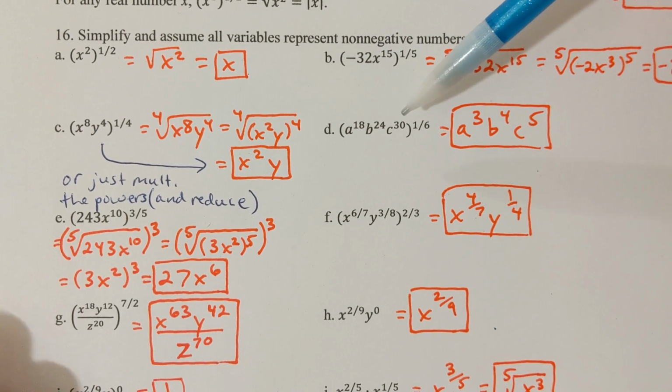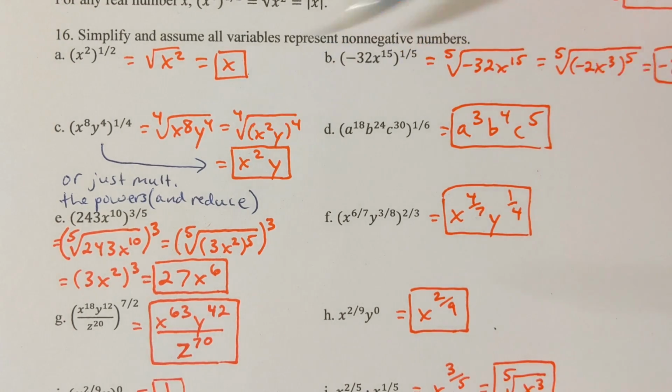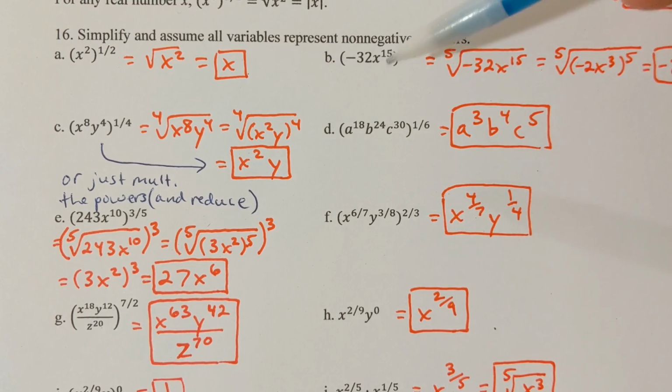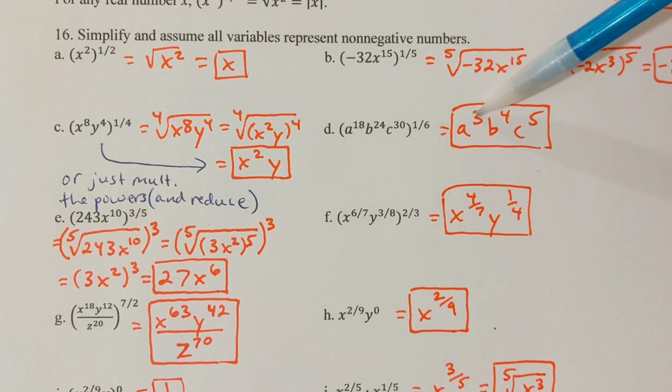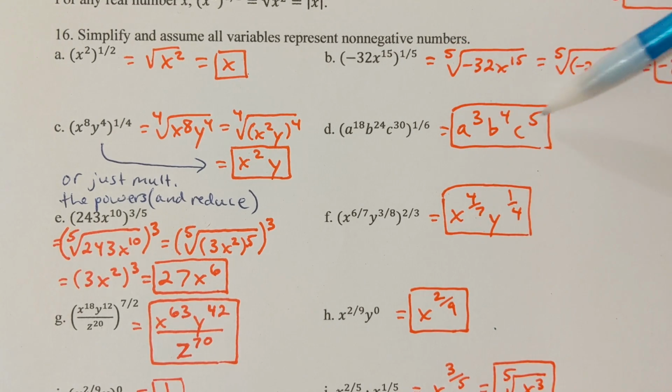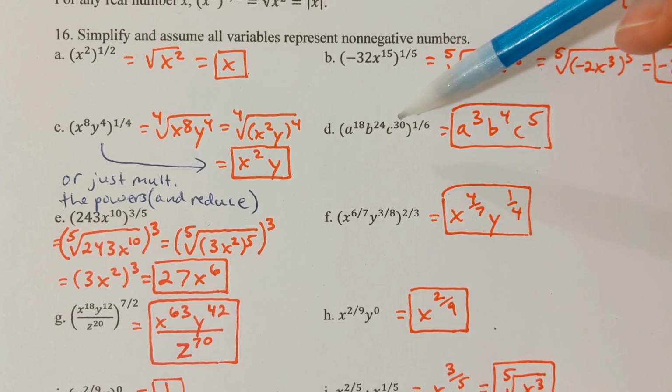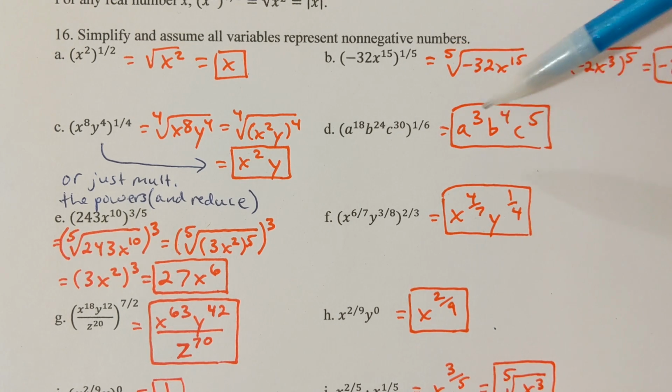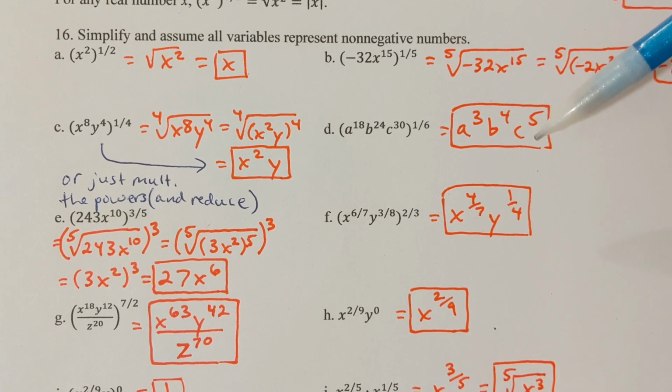Part D, okay, let me just multiply the powers together. 18 times 1/6 is 3. 24 times 1/6 is 4. 30 times 1/6 is 5. So this expression simplifies to be a cubed b to the 4th c to the 5th. Done.